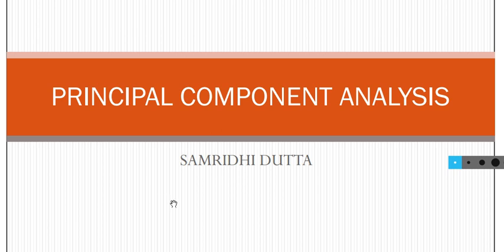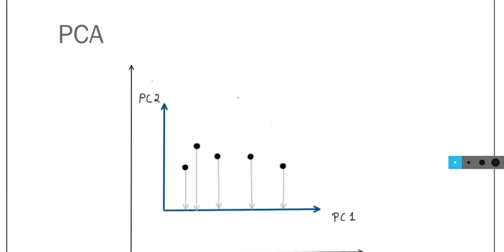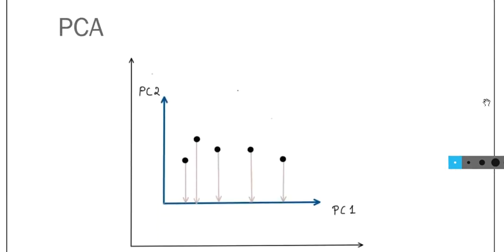Okay, so now let me explain to you what exactly principal components are. Let us assume this is my data. These points represent my data. So principal components are the directions in which my data is varying the most, or is spread out the most. Clearly the data is spread out the most in this direction, right? So this becomes my principal component 1.